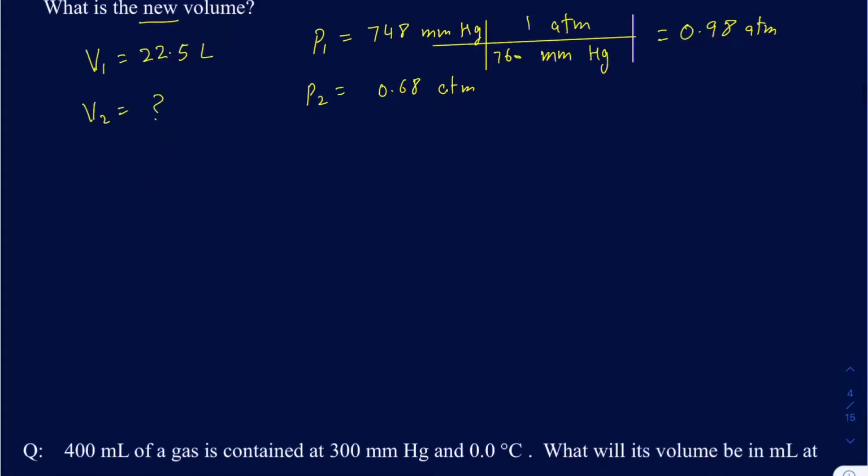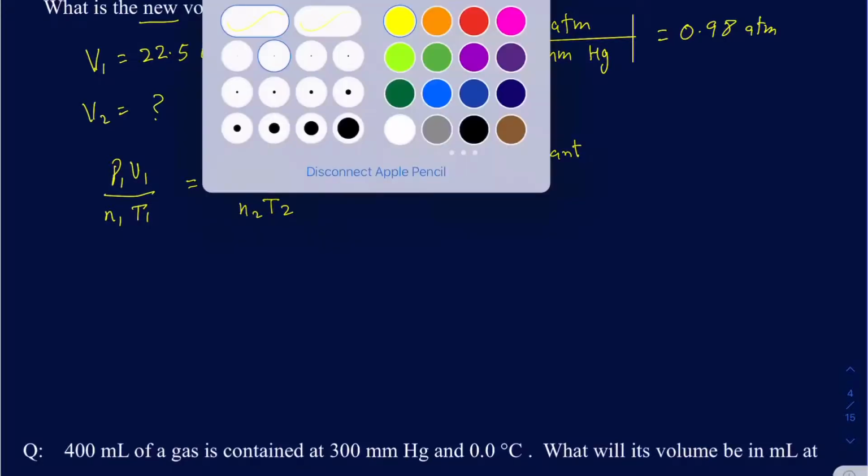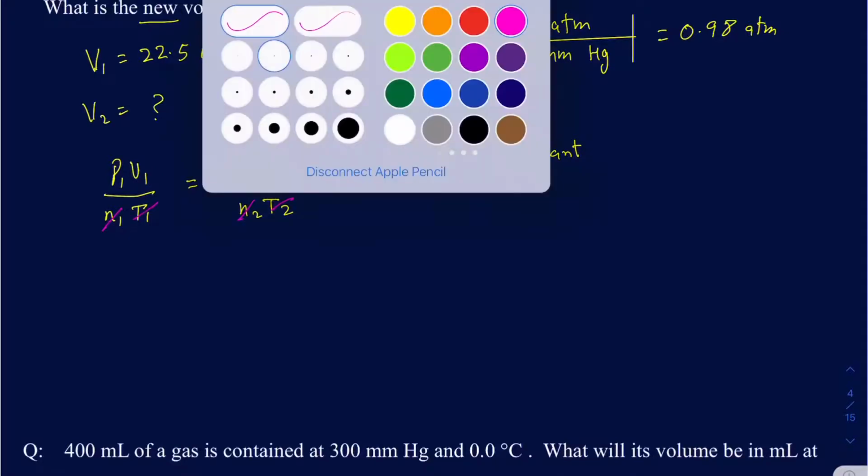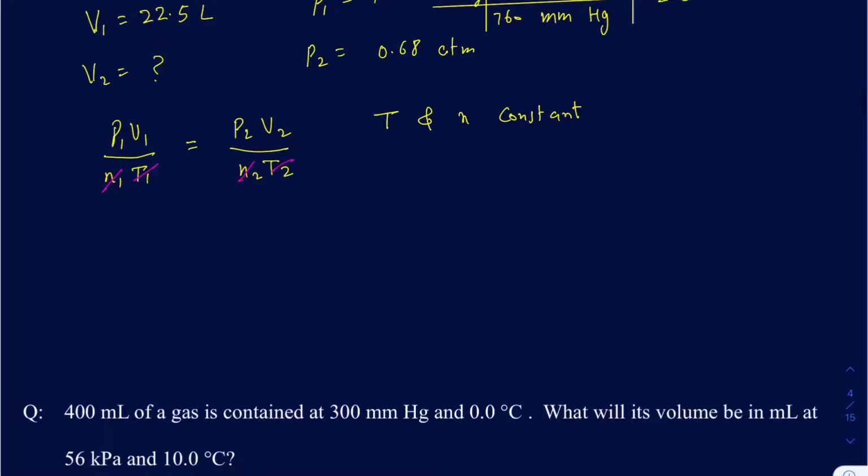Let me write down my combined gas law equation, which is P1 V1 over N1 T1 equals P2 V2 over N2 T2. Now remember, the temperature and the moles are constant in this particular case. Anytime you figure out your constant terms, you take those out. So I'll take out N1, N2, and T1, T2. When I take those out, your leftover equation looks like this: P1 V1 equals P2 V2.